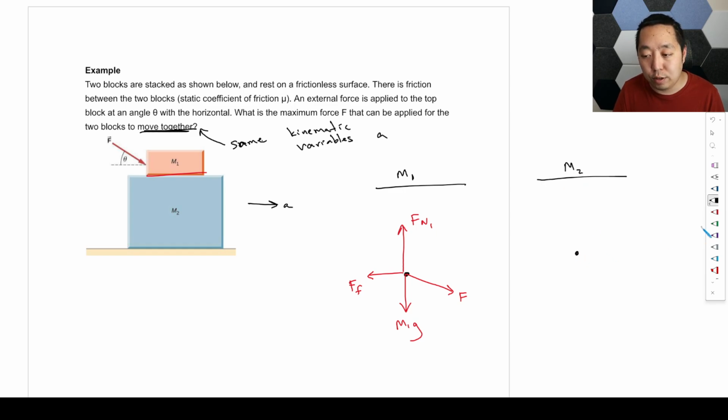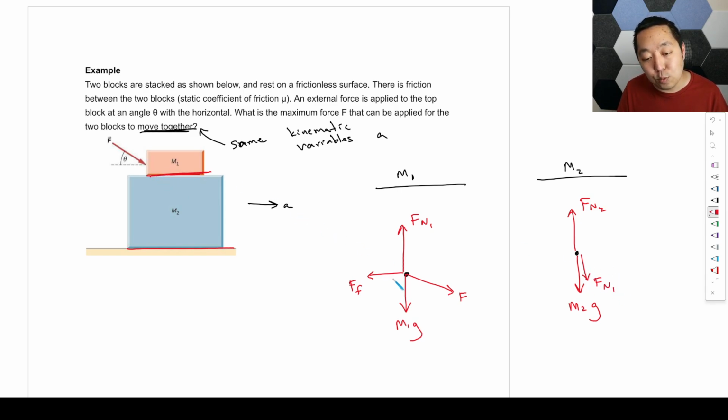For M2, let's draw a free body diagram. We have M2g. There's friction between the 2 blocks. There's no friction here, okay? So what's touching M2? You have this surface. This surface doesn't have any friction, so we'll call this FN2, and there's no horizontal force from that guy. What else is touching it? M1. So that exerts a downward force. That's a third law pair, right? M2 is pushing up on M1 with FN1, so M1 is pushing down with the same equal and opposite FN1.